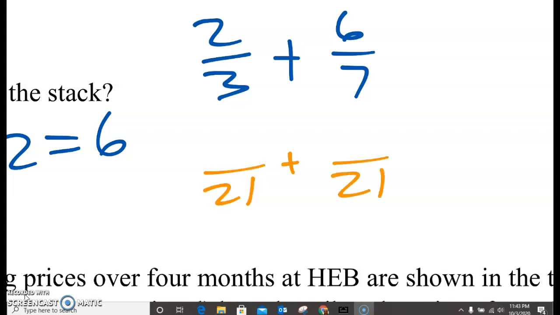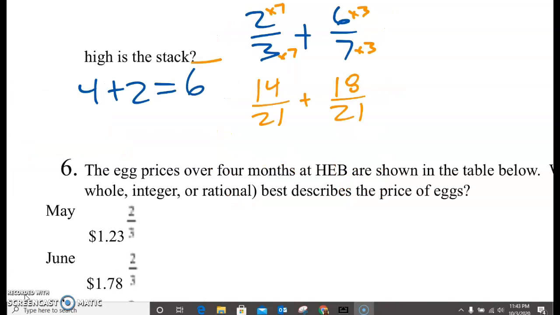So how do we get from 3 to 21? Multiplied by 7. So do the same thing to the numerator. So that is now 14. How do we get from 7 to 21? Multiplied by 3. Do the same thing to the numerator. And that is 18. Now, before we forget about that, let's put something there so we don't forget we have 6 wholes at the end.